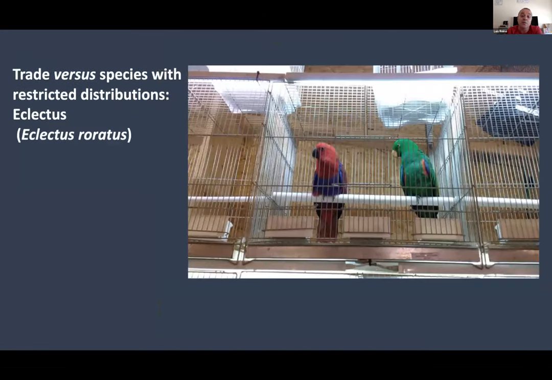The international commerce may also affect species that are not threatened, but may become threatened in the future, because sometimes they are species that are appreciated because they are rare, they are confined to specific habitats, to specific regions like the top of the mountains, or they are endemic, for instance, from islands. This is the case, for instance, of these Eclectus parrots.